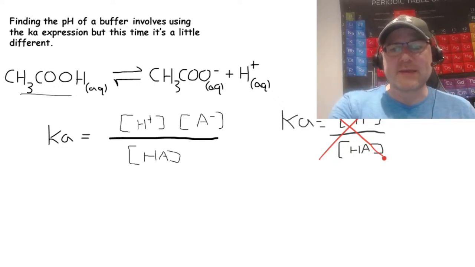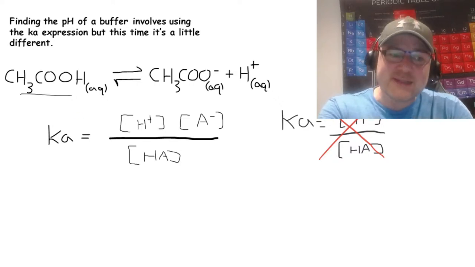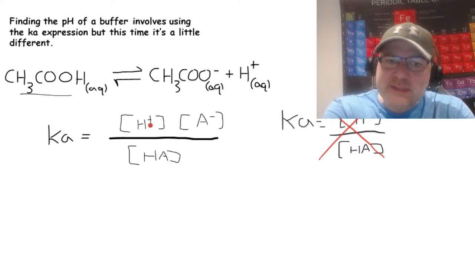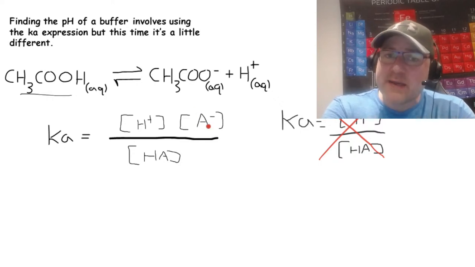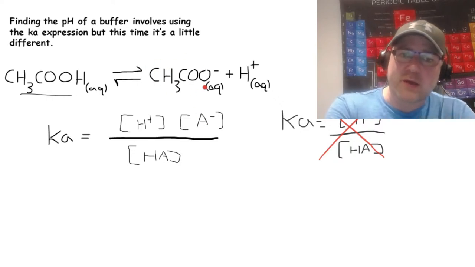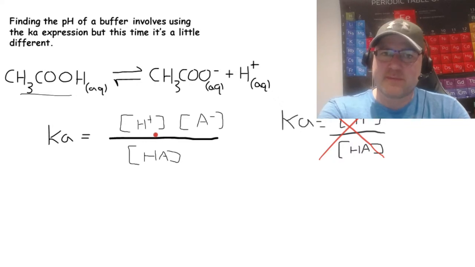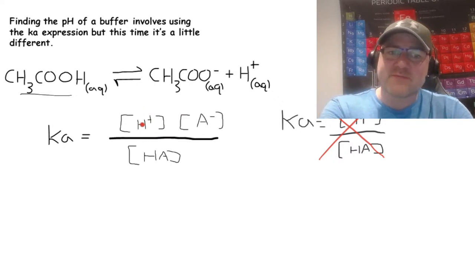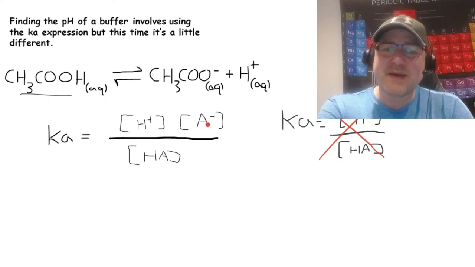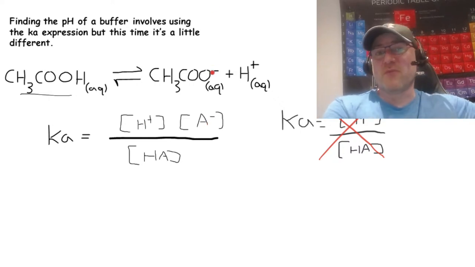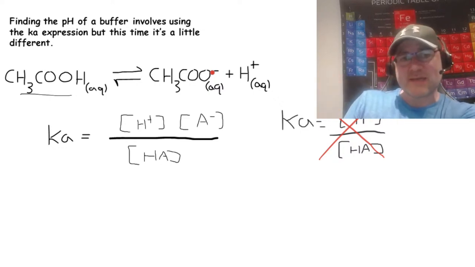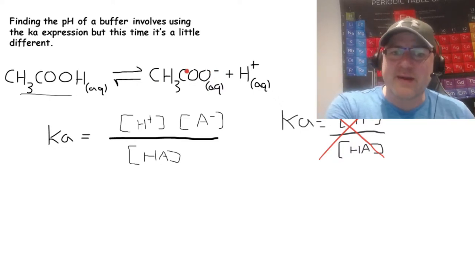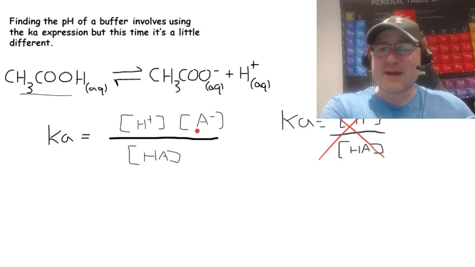And the reason being is, whereas with the weak acid, our H plus has come from the breakdown of these ethanoic acid molecules, and the A minus has come from these ethanoate molecules, that's not the case with the buffer. With the buffer, the hydrogen ions have come from the weak acid, but the A minus has actually come from our salt. Do you remember we added a salt that broke down to make the conjugate base, the ethanoate ions? The ethanoate ions in our buffer calculation are coming from the salt.